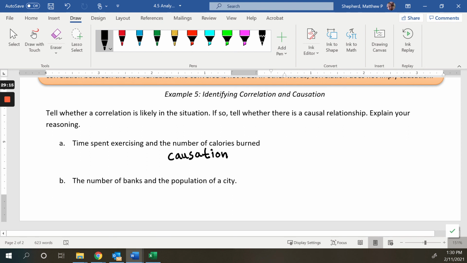The number of banks and the population of a city. There is definitely correlation here. The more banks you have, it's probably a bigger city. There's not going to be 20 banks in a small town. However, in a very large city with lots of people, you need more banks to service them. So yes, there is a correlation, but having more banks doesn't cause people to have more babies. You don't increase the population of a city by building banks in it. So one does not cause the other.